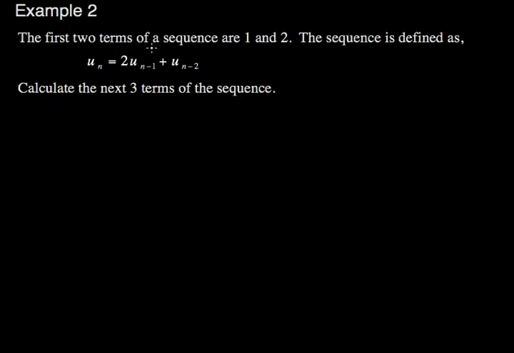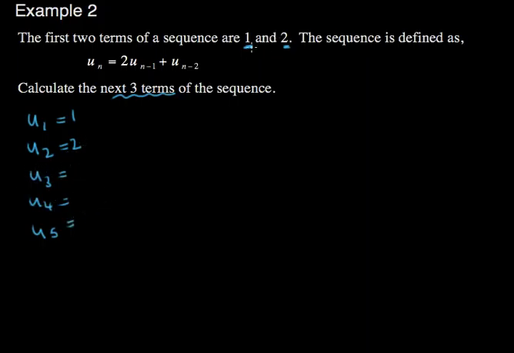In example 2, it's asked for the next 3 terms of this sequence. But it had to give the first 2, and it's told us that the first 2 are 1 and 2. So that means we know U1 is 1 and U2 is 2. And it's asking us to find the next 3. So that would be asking for U3, U4, and U5.